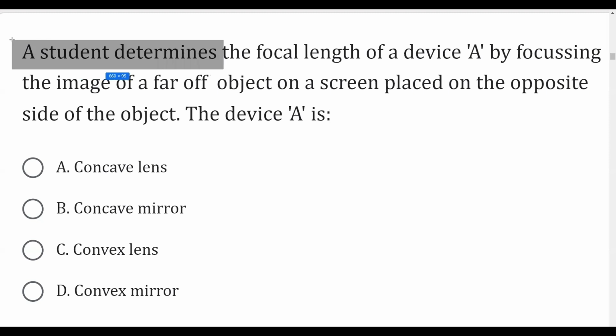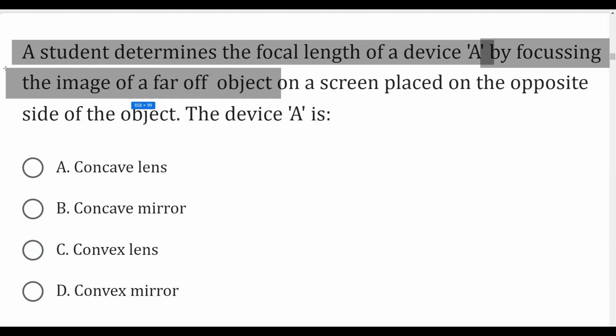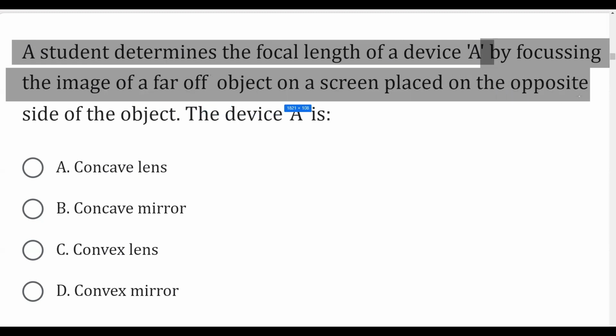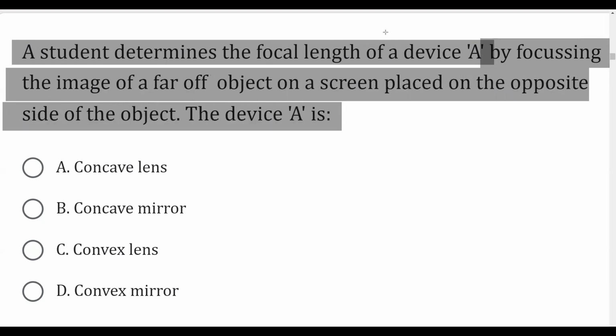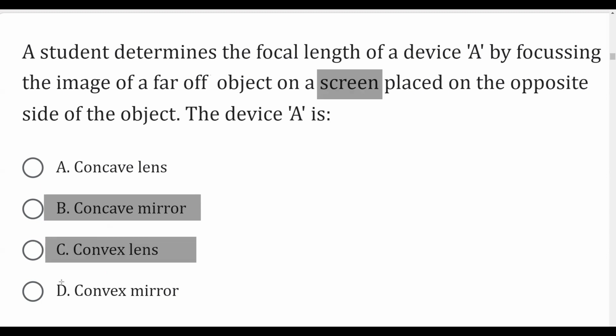The question says a student determines the focal length of a device by focusing the image of a far off object on a screen placed on the opposite side of the object. The device is. So what we know is that the image is formed on a screen, right? So since the image is formed on a screen, it has to be real and inverted. So what we know is that a concave lens does not form a real image. So this cannot be possible. A concave mirror forms a real image, and a convex lens also forms a real image.